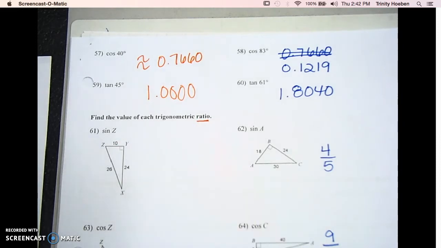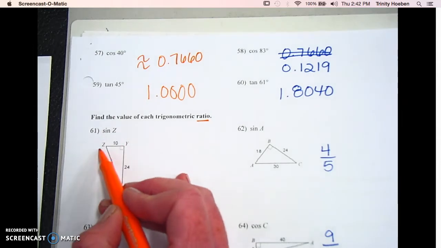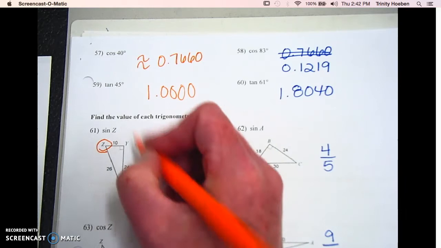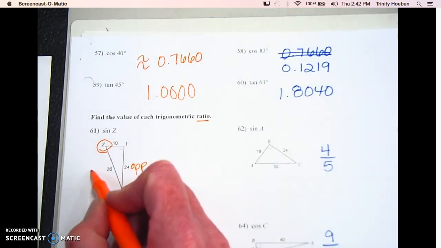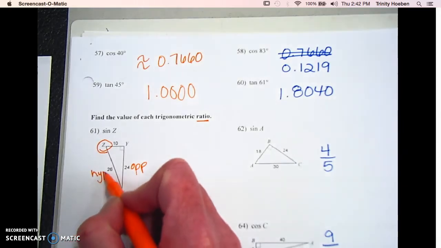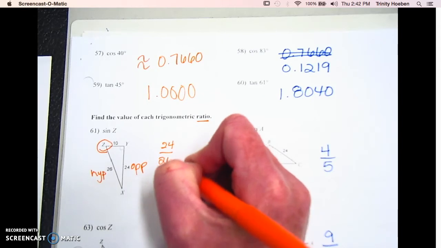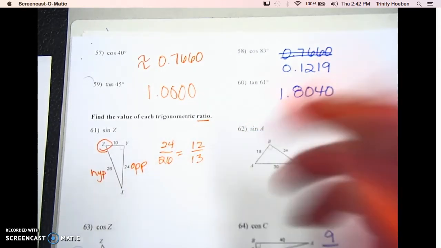Number 61 through 66, find the value of each trigonometric ratio. Ratio just means they want it as a fraction. So for number 61, they want the sine of z. So I'm going to circle angle z. And I know that sine is opposite. So I'm going to label 24 opposite over the hypotenuse. So I'm going to label 26 the hypotenuse. And I'm going to write that ratio, 24 to 26. And then I'm just going to reduce it to 12 over 13.